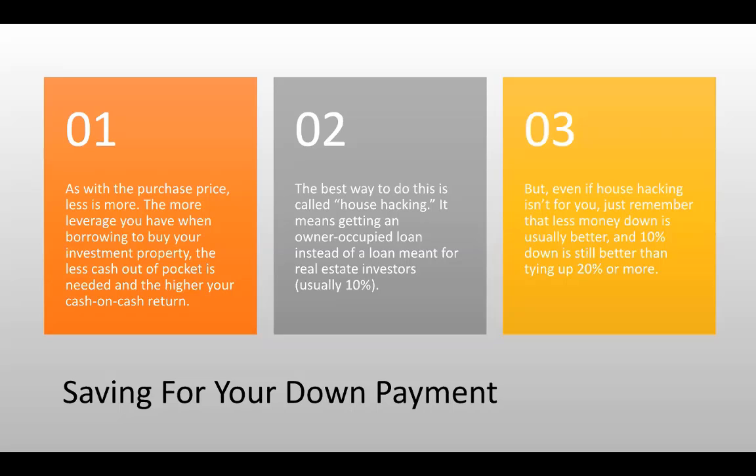It means getting an owner-occupied loan with as low as 3.5% down with FHA, instead of a loan meant for real estate investors, usually 10%. But even if house hacking isn't for you, just remember that less money down is usually better, and 10% down is still better than tying up 20% or more.